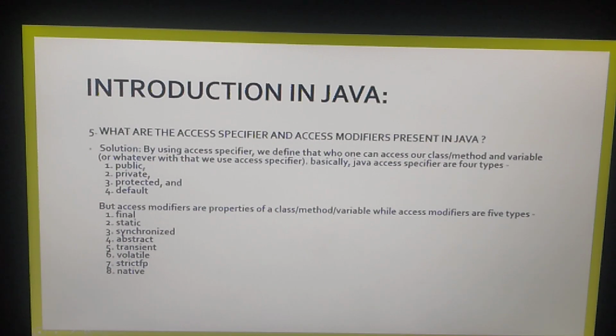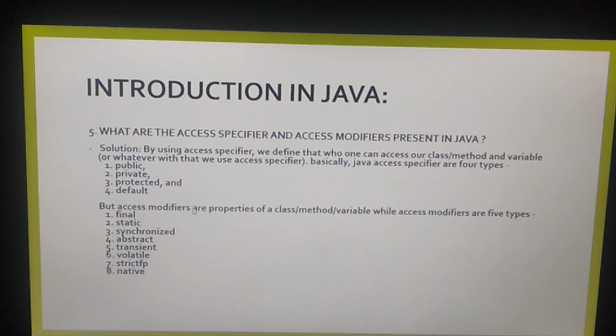5 number question is, what are the access specifiers and access modifiers present in Java? Solution: by using access specifiers we define who can access our class, method and variable, or whatever that we use access specifiers on. Basically, Java access specifiers are four types. First is public, private, protected and default.